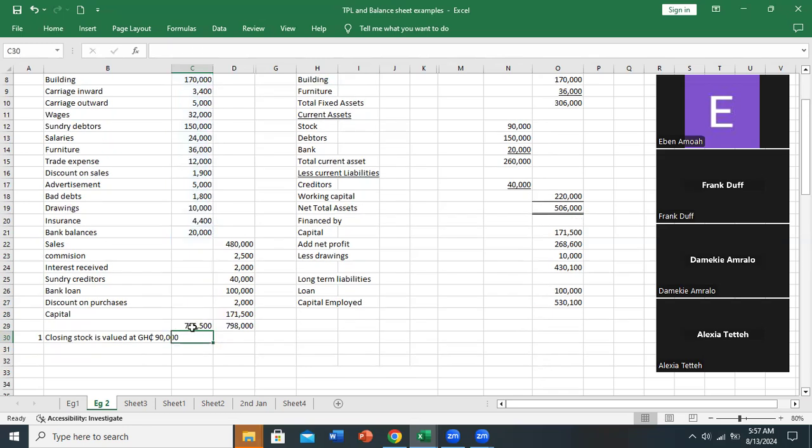So you see, when you check, the debit side is 795,500. The credit is 798,000. So there is some difference in there. Let's look at the difference. Equal to this minus this. The difference is 2,500. So that difference is causing the difference in your balance sheet. Okay. So sometimes it can happen like that. Not all questions would have to balance.